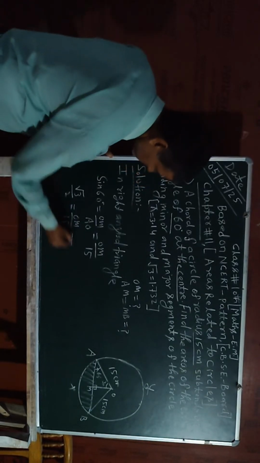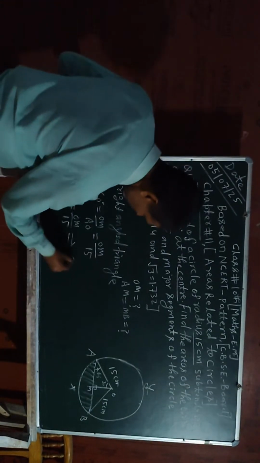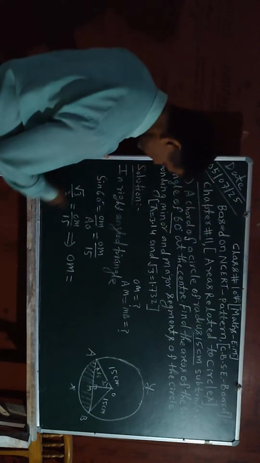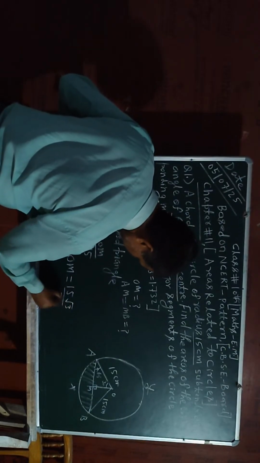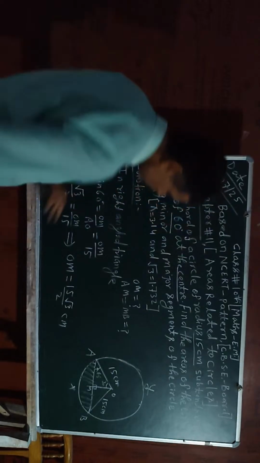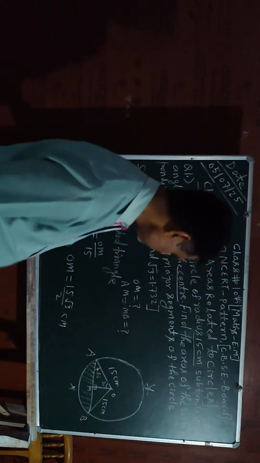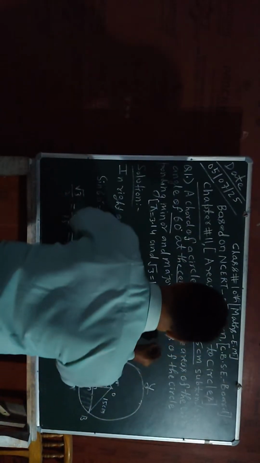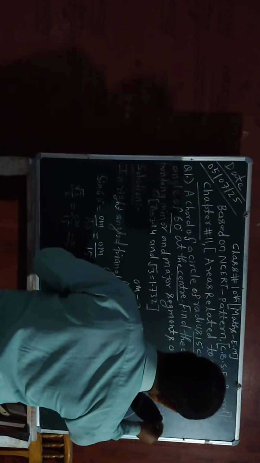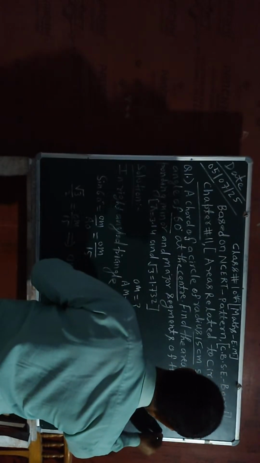Here I will do cross multiplication. After doing cross multiplication, we will get the value of OM. So the value of OM is equal to 15 √3 divided by 2 centimeter. This is the length OM. I have got its value. Okay, student, this value I have to save for further use. So OM is equal to 15 √3 divided by 2 centimeter.